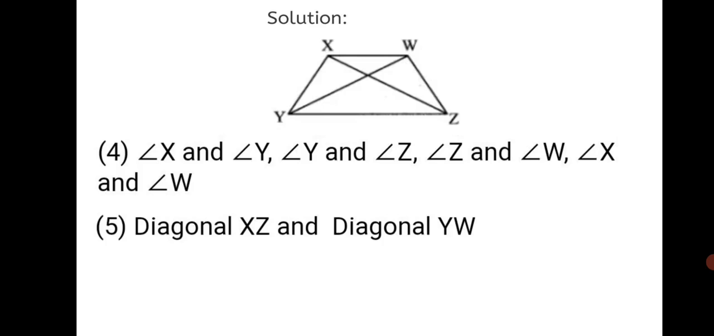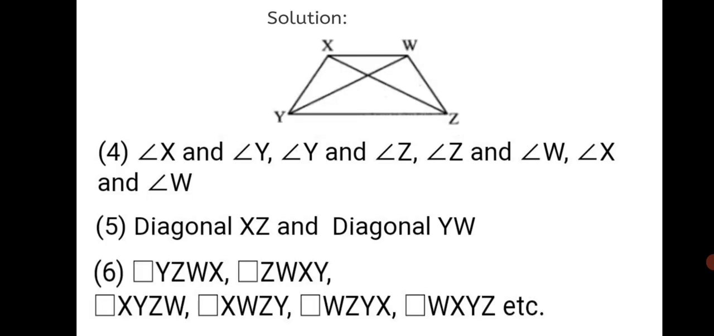And last, we have to write the name of the quadrilateral in different ways. So there are 8 possible ways. We'll write a few. So let's write our answer. Quadrilateral, we start with Y. Quadrilateral Y, Z, W, X. Second, quadrilateral Z, W, X, Y. Third, quadrilateral X, Y, Z, W.